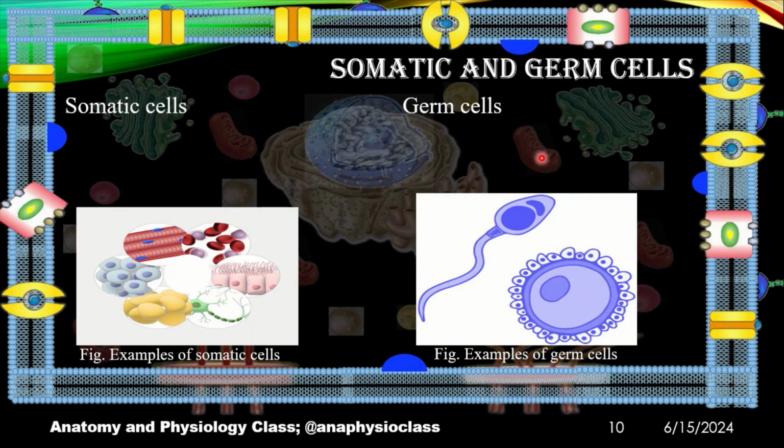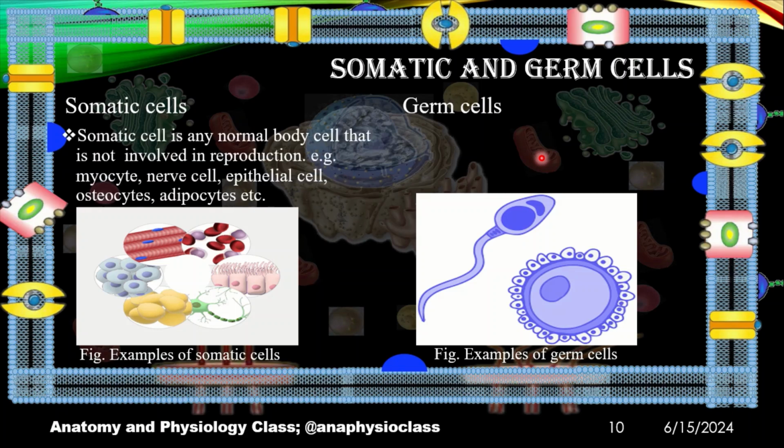So the difference between somatic and germ cells. What are somatic cells and what are germ cells? Somatic cells are the body cells that are not involved in reproduction. They are the cells that are not involved in the process of reproduction, which means somatic cells are just the normal body cells that are not reproductive cells.